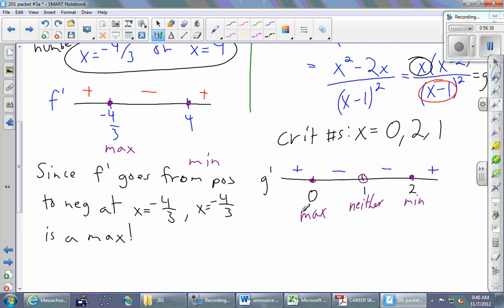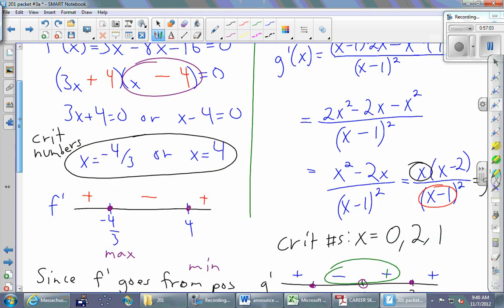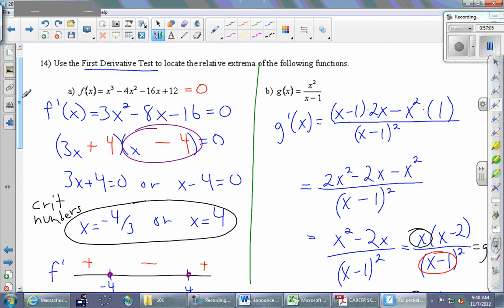And just one sneaky little thing. Suppose that this had been a plus right here. And we're just focusing on that change of sign. Is that a max or a min or neither now? So it's a negative, then a positive. Decreasing, increasing, it's a minimum down there. Except it's not. Because if you go back to the original function, what's going on at x equals 1?